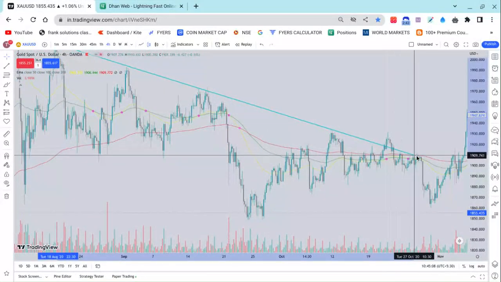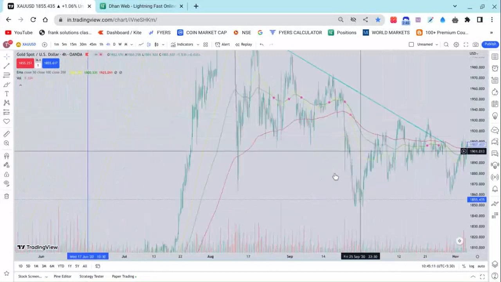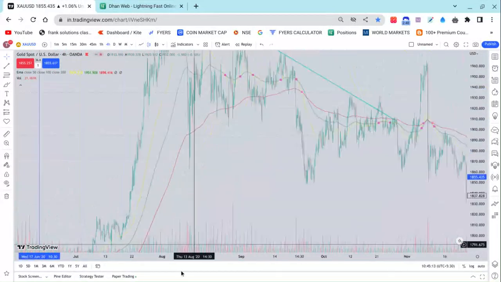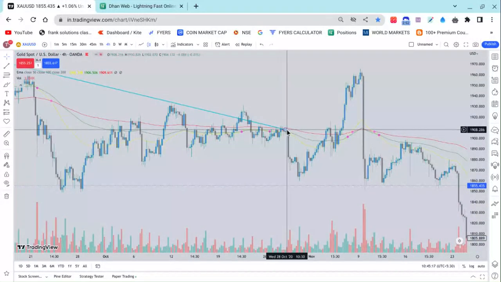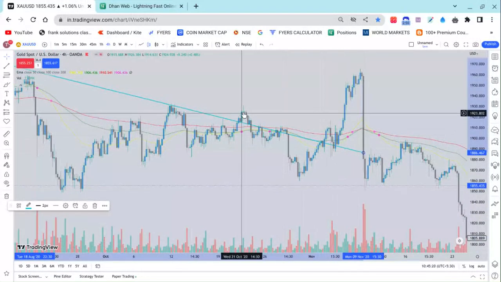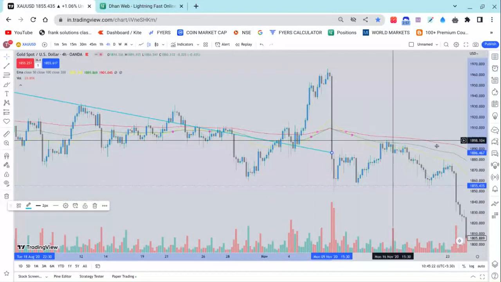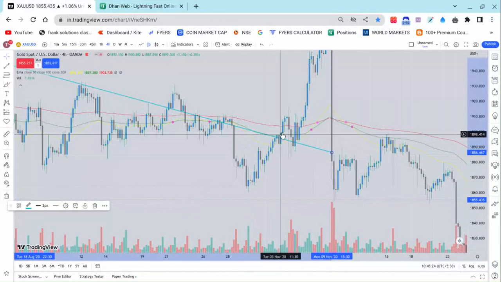Here, what is the long term trend? The long term trend is of buying. This is the short term trend. So whenever this breaks the trend line, here it broke, but it showed a fake. Here it broke the trend line. You can see here it broke the trend line.